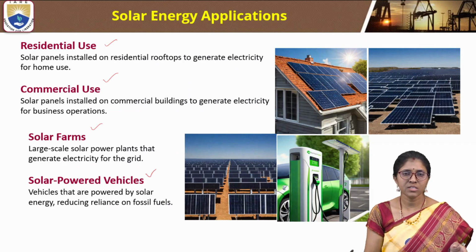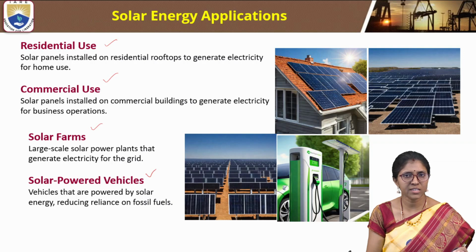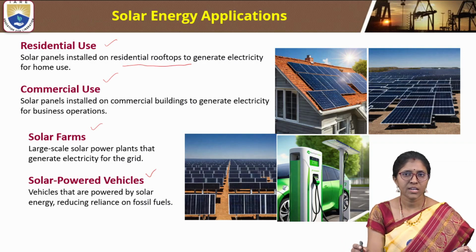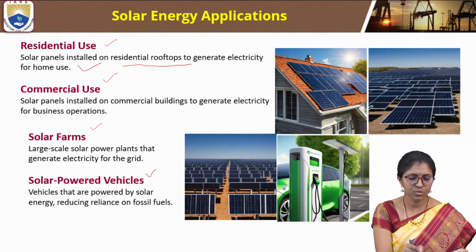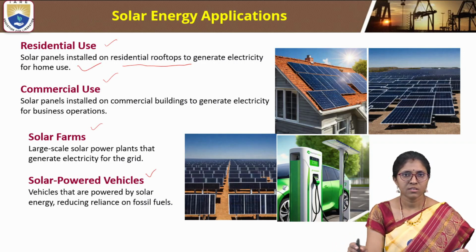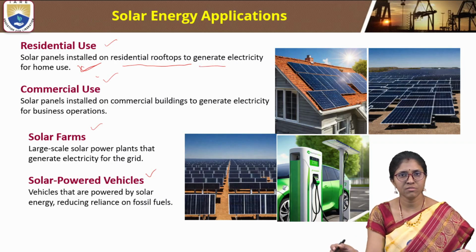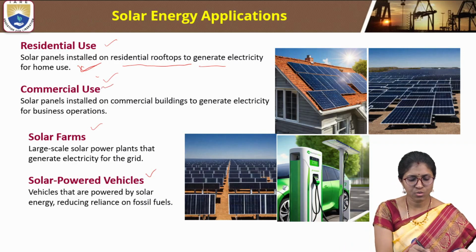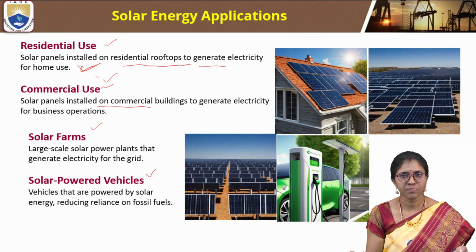The first one is residential use, that is solar panels installed on residential rooftops to generate electricity for home use. Next, commercial use: solar panels installed on commercial buildings to generate electricity for business operations.